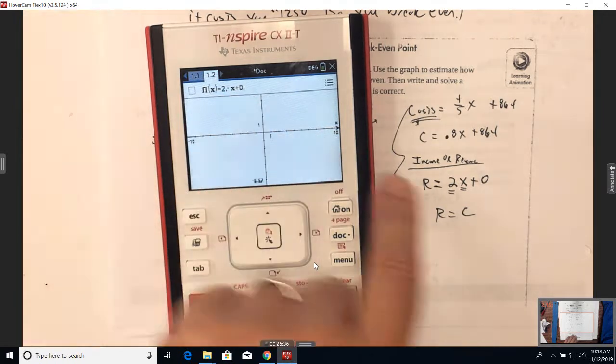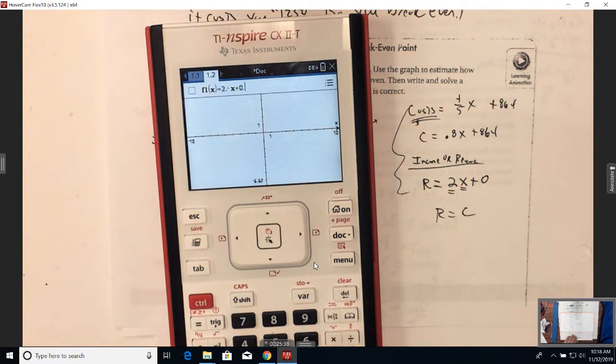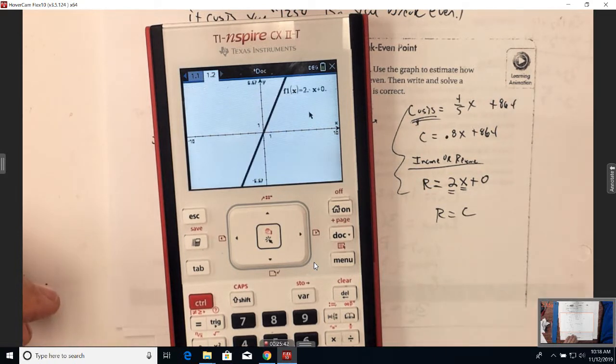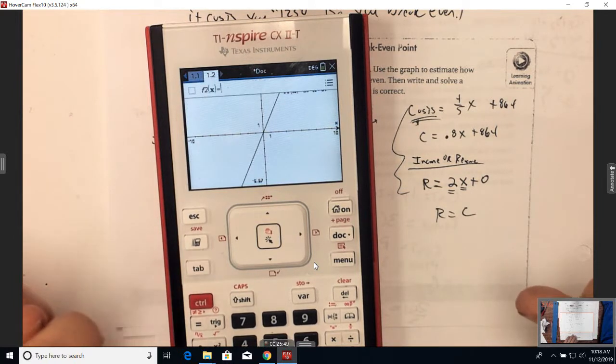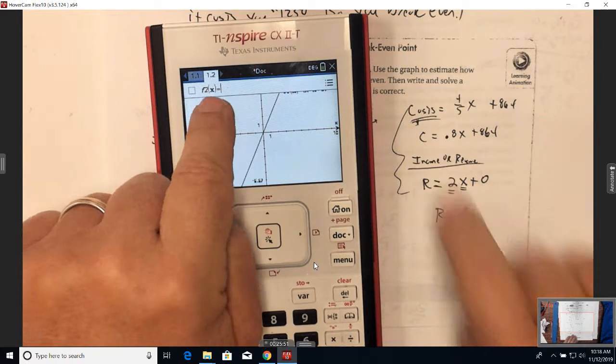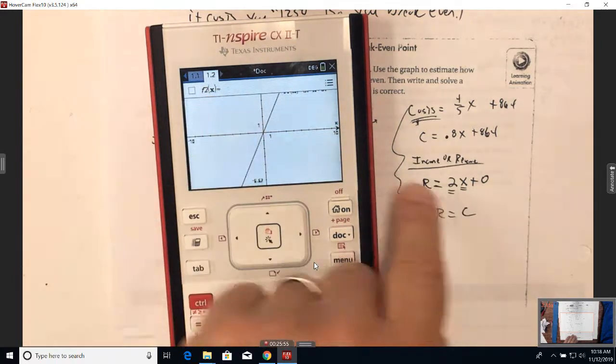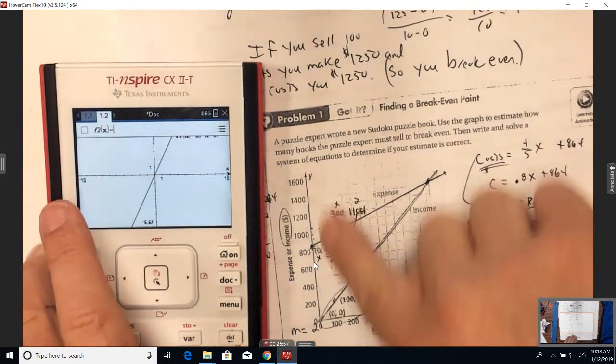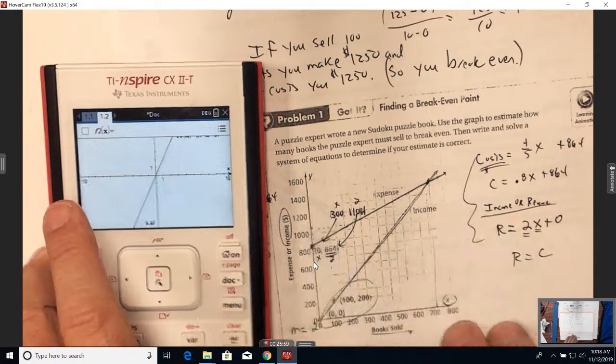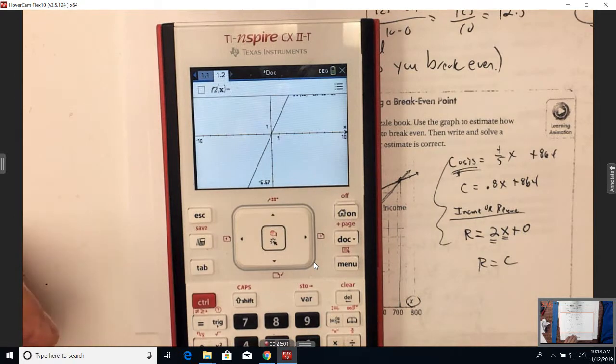It's 2x plus 0, or just 2x. It's already graphed for you. Hit enter. And it will show you the picture of that graph. There it is. So how do I graph this one? You have to hit tab. Y equals, or C of X, or C equals, same thing as my output, my Y, because the Y is talking about the cost or the income. So Y is equal to, just type in 0.8X plus 864, and I see them both, don't I?